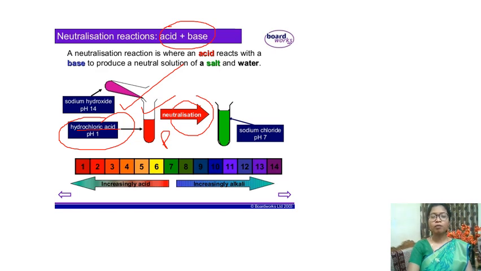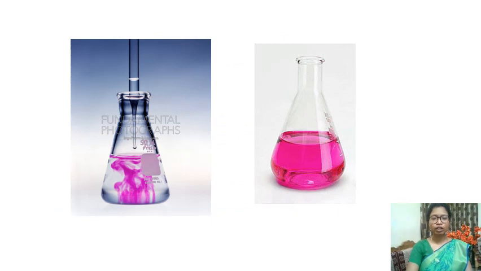And what will be formed? Sodium chloride, that is salt, will be formed, and also water will be formed. So what is the indicator used over here? The indicator used over here is phenolphthalein. Now I will tell you how the color change takes place.